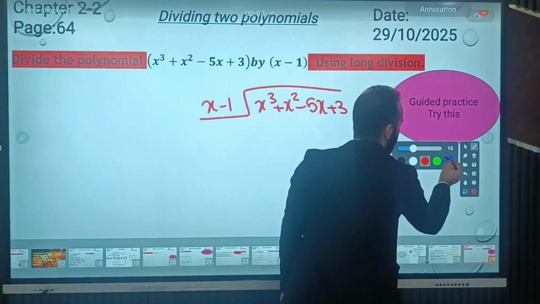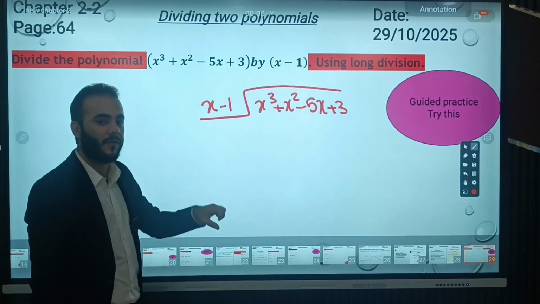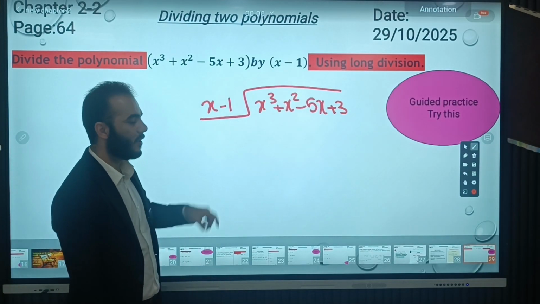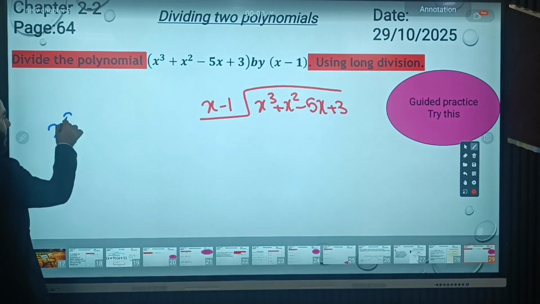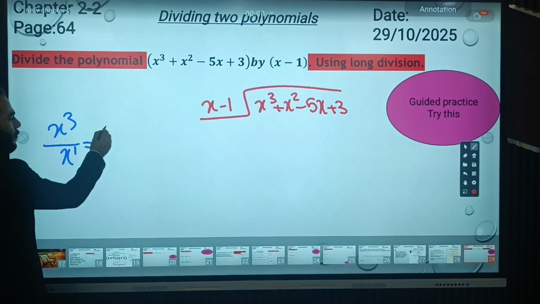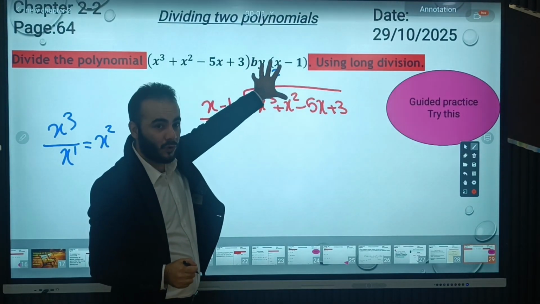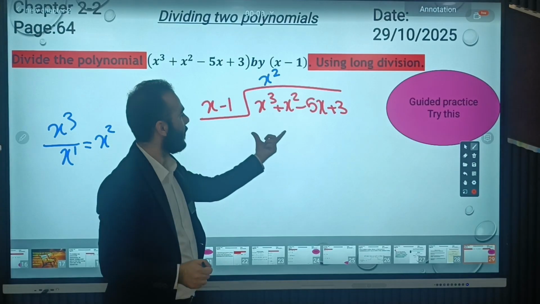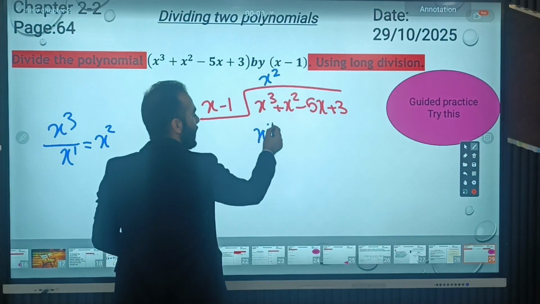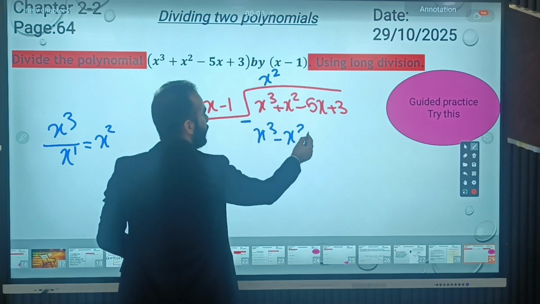That is the structure of our long division. That is the dividend, here is the divisor. The first step was what? Divide the first term of the dividend by the first term of the divisor. So x3 divided by x, so 3 minus 1, it's x2. So write x2 here. Okay. Multiply that quotient that you got by the whole divisor and write it here, then subtract it. So x2 times x gives us x3, minus x2 times negative 1, negative x2.